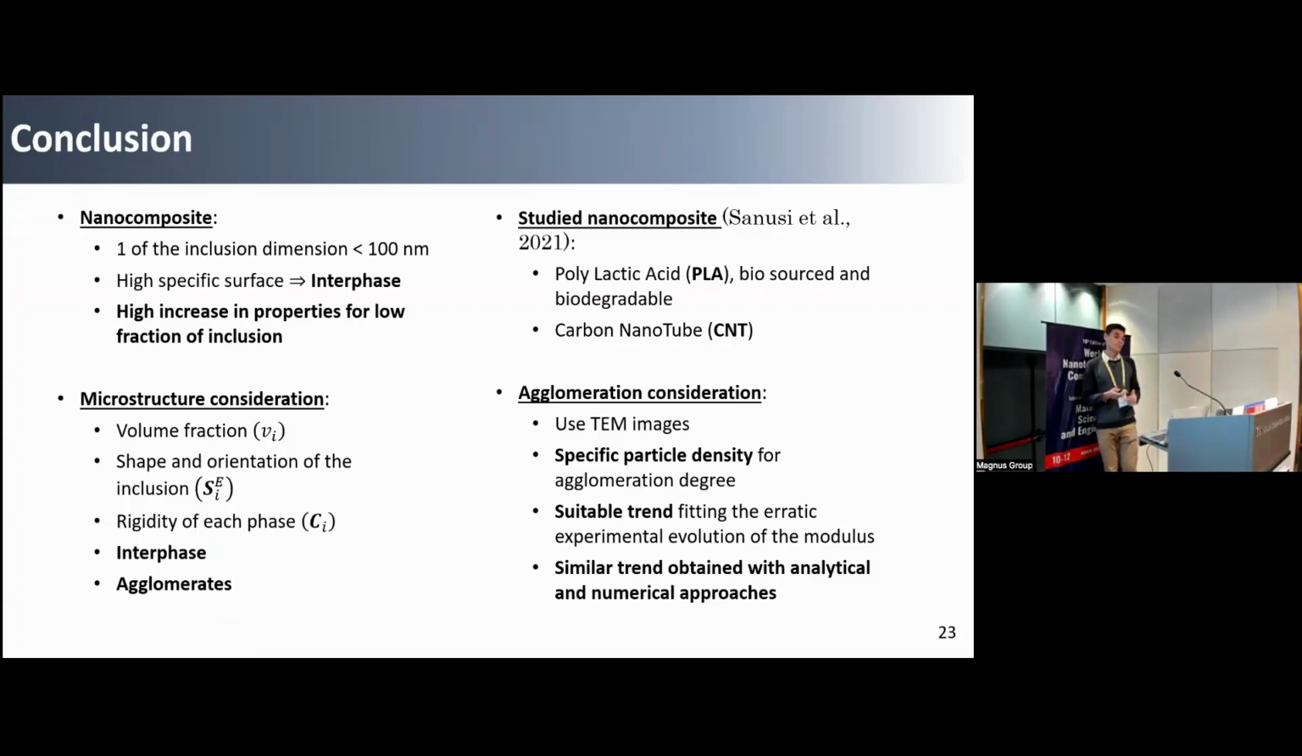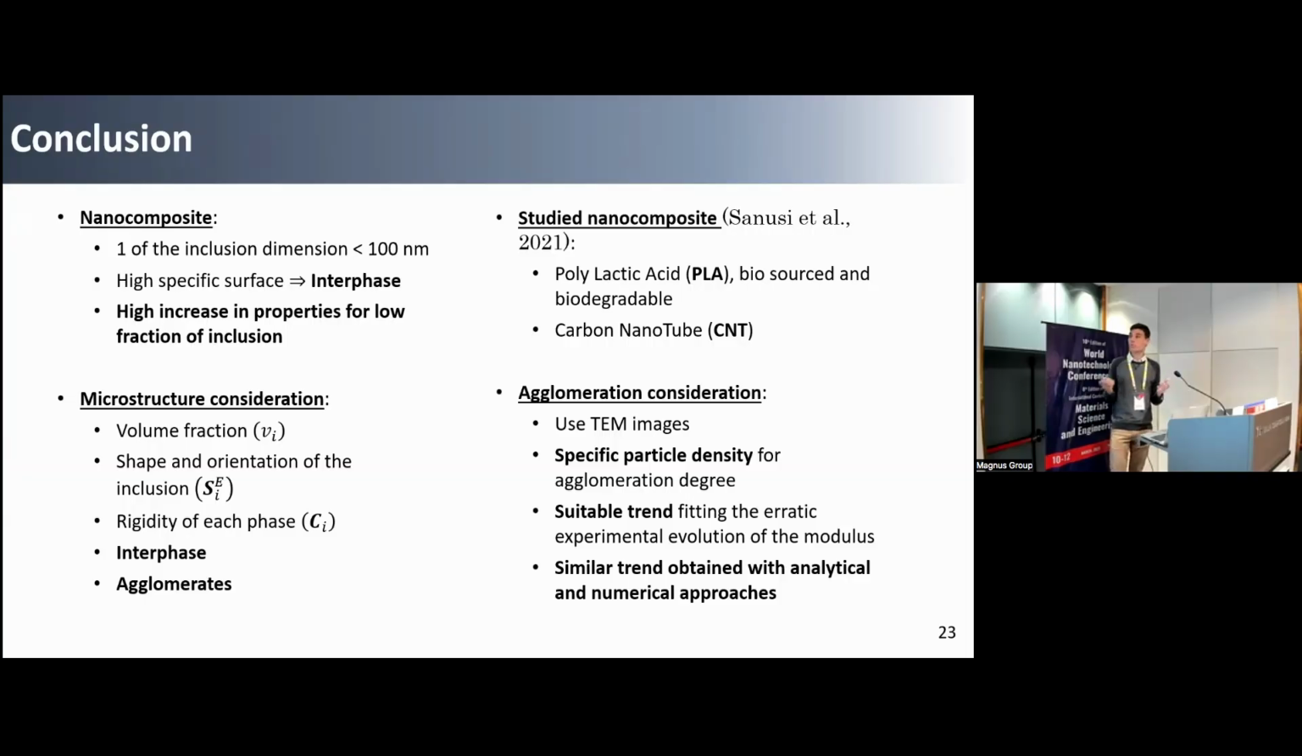To conclude, we studied nanocomposites. One dimension of the reinforcement should be below 100 nanometers, which leads to a high specific surface and to the presence of an interface, allowing a high increase in properties for a low fraction of inclusions. To predict the mechanical properties of this model, we needed to consider multiple parameters, whether volume fraction, shape, or stiffness. And mostly in this study, we focus on the consideration of the interface and of the agglomerates.